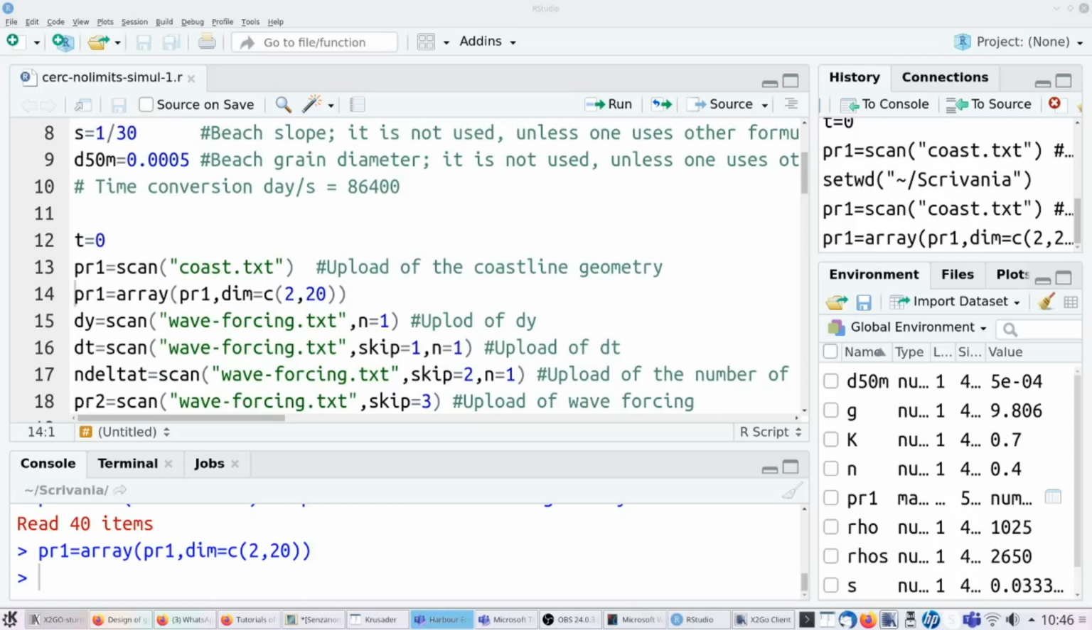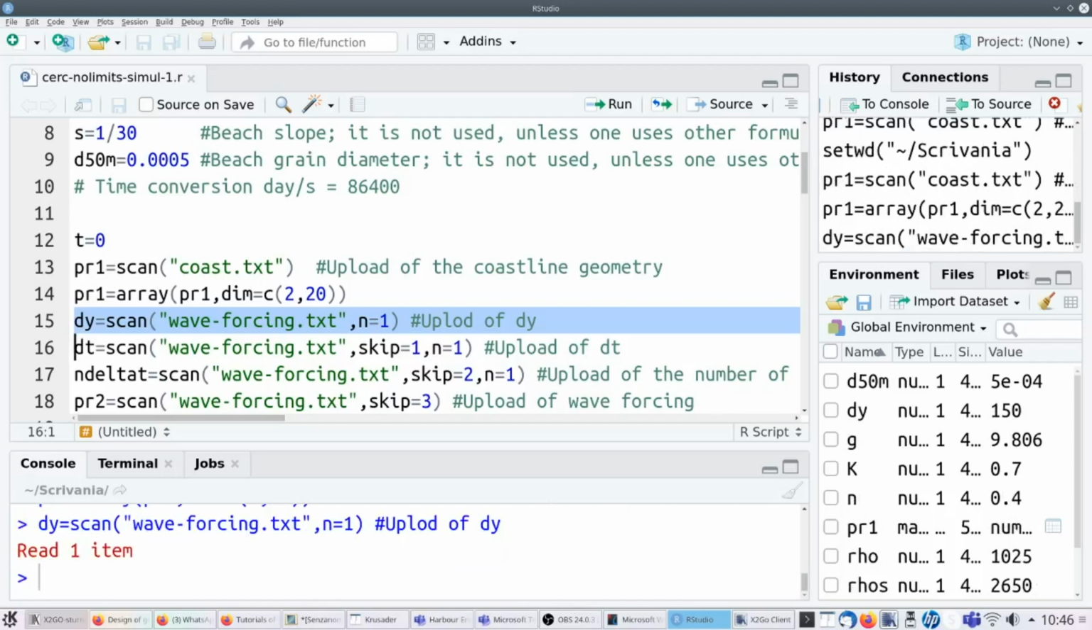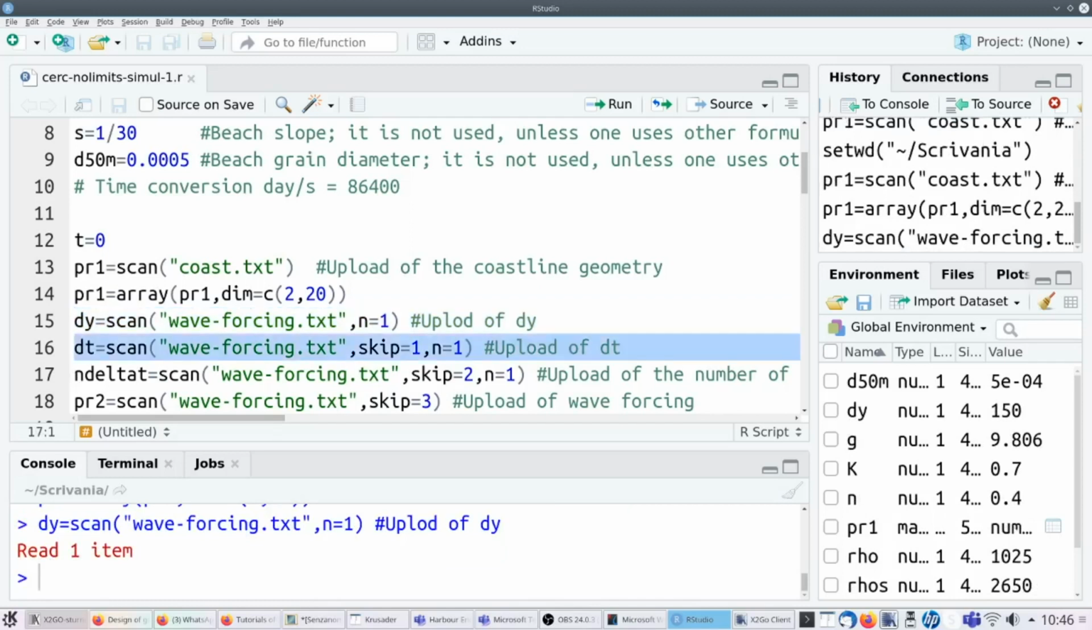So we scanned the coastline geometry. Now let's scan the file wave forcing. I am scanning line by line. So you see that in the first extraction, I am putting the argument here n equal 1, which means that it reads only one number. And this is my dy of the simulation. Okay, this is the spatial step of my simulation. And then there is my dt.